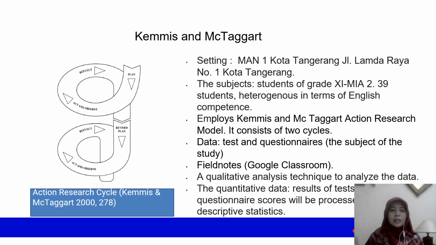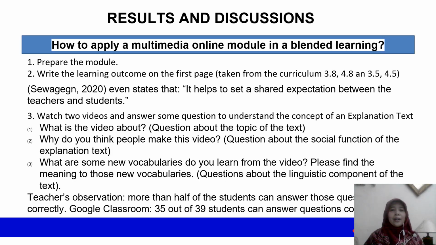This study applied the Kemmis and McTaggart design model, that is an action research model, and it takes place in Manuan, Kota Tangerang. The subjects are science students, grade 11, 39 of them. They are heterogeneous in terms of English competence. Field notes are taken from Google Classroom, and the quantitative data we take from the test and also from the questionnaire score. They are all going to be processed to answer the research questions. And here are the results.